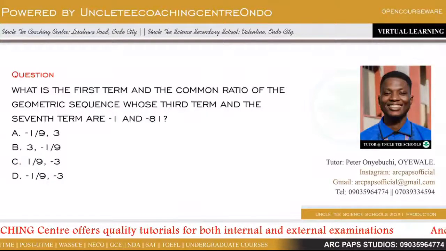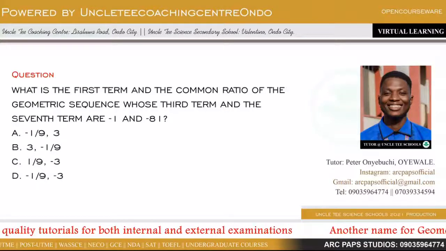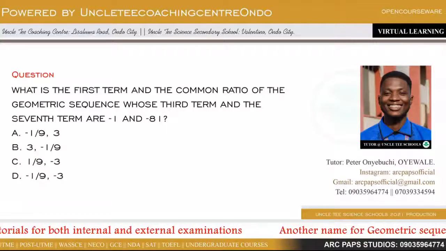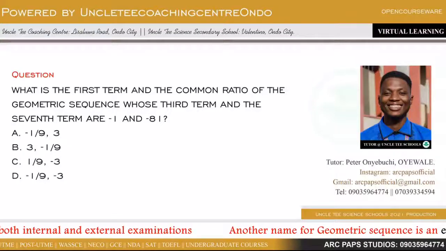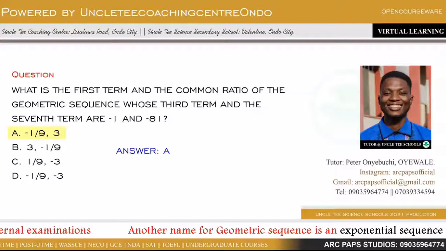What is the first term and the common ratio of the geometric sequence whose third term and the seventh term are -1 and 81? So if you also solve this question correctly, you are supposed to get option A, -1/9, 3.